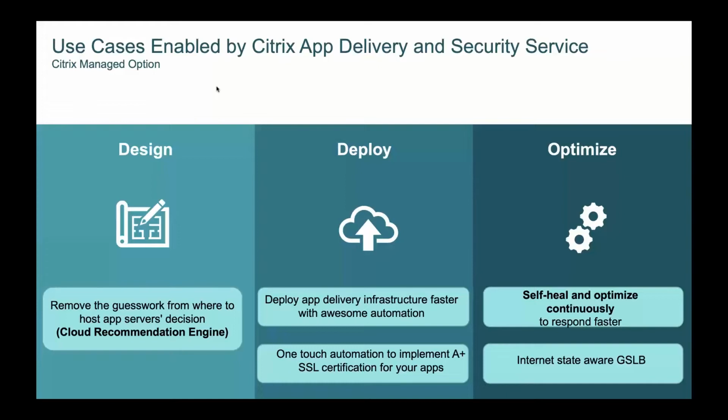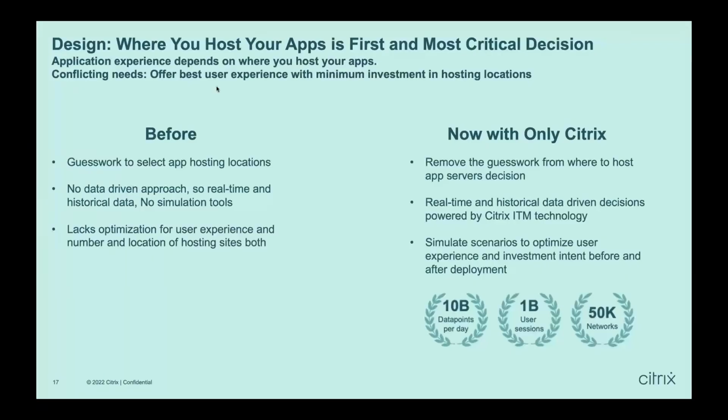Here, CAD service leverages ITM technology to provide you an intelligent engine that suggests the best site for your users in the cloud environment, be it AWS, Azure, or GCP. It relies on real-time and historical data. The decisions are deduced from 10 billion data points, 1 billion user sessions, and 50,000 networks, and it is all community-fed data. So now you no longer have to guess where to host the application service. Based on the traffic insights, latency, and availability, all real-time insights help you to spin up your site in the best and most optimal location. So the cloud recommendation engine comes to your rescue here.